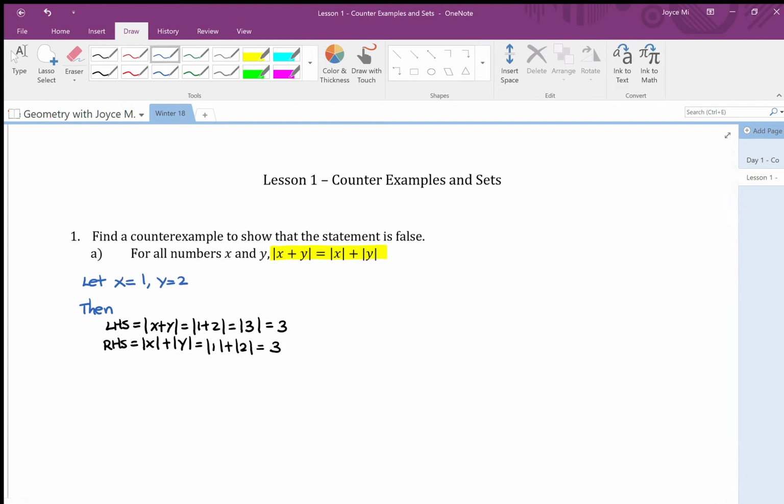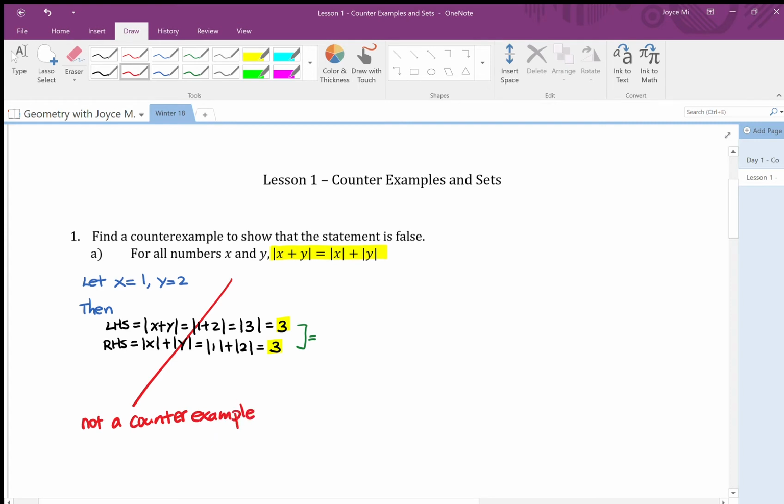Notice that I have 3 on the left-hand side and I also have 3 on the right-hand side. So they are equal to each other in this case. That cannot prove that the statement is true. A counterexample is used to show a statement is false. Since they are equal to each other, I can't really say that this is a counterexample. So I say this is not a counterexample.